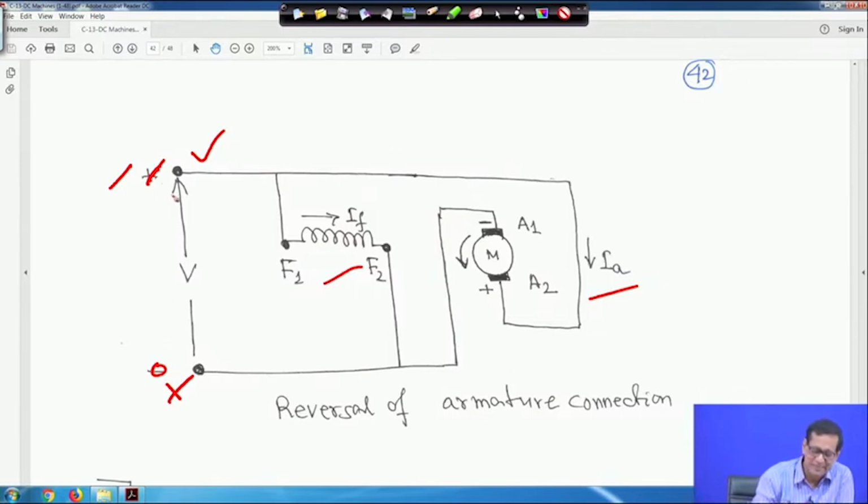So if you interchange this polarity also, it will rotate in the same direction. If you interchange both field and armature, it will rotate in the same direction, but if you interchange either field or armature, then it will rotate in the reverse direction. So this is a very simple thing.